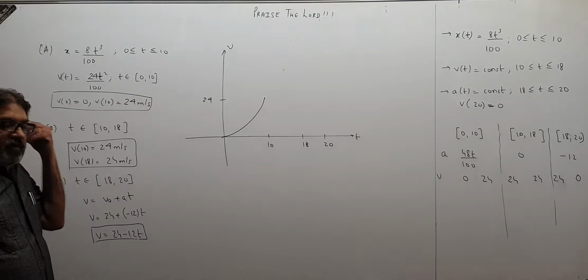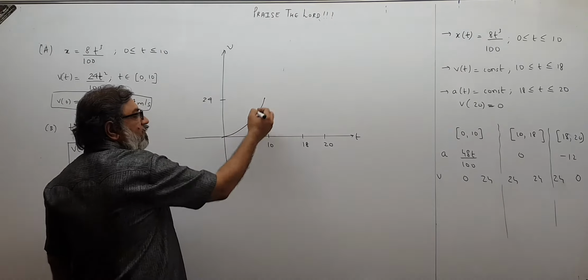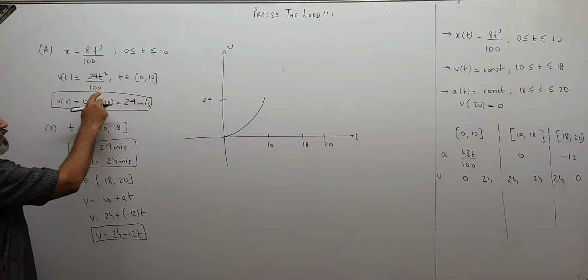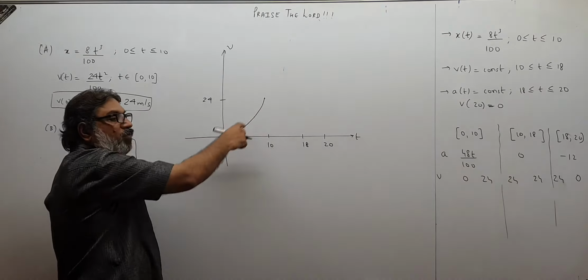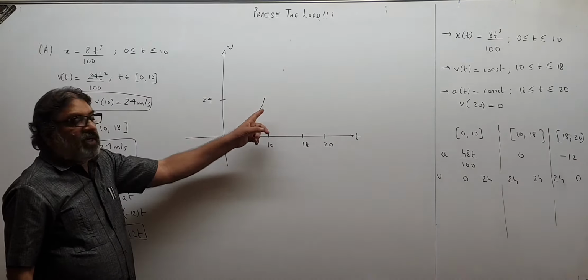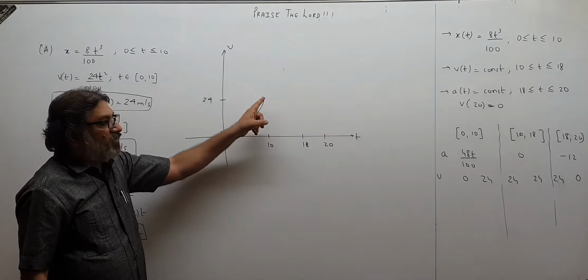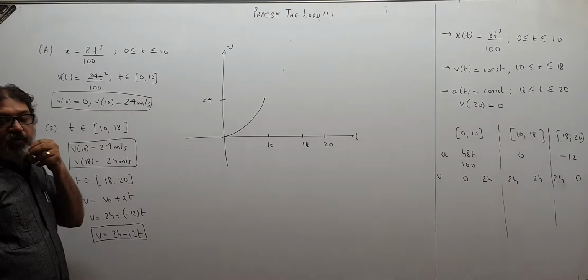Now children, please remember, a curved graph can go like this also, a quadratic curve, or it can go like this also. But I know that v is 24 t square. Coefficient of t square is positive. So the graph will be an upward opening parabola. So the graph has to go like this, not like this. It has to be an upward opening parabola because the coefficient of t square is positive.